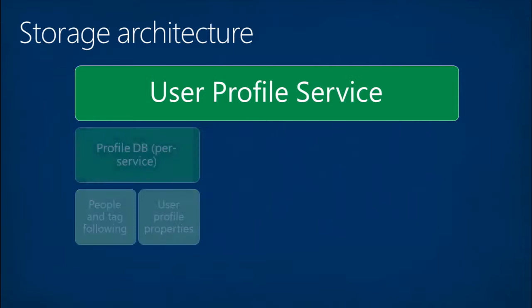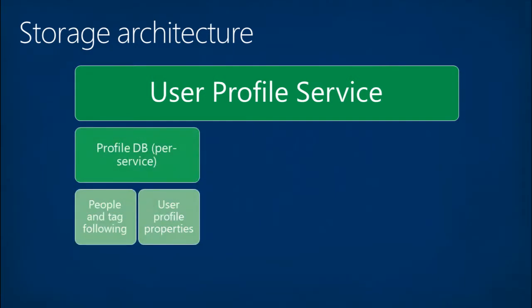I'll start with the thing that hasn't changed very much. There's still a profile database. There's one per user profile service. And this profile database still contains all of the information about users, their user profile properties, that property bag I was talking about, and also information about what people and tags those users are following. Notice I didn't say documents or sites.